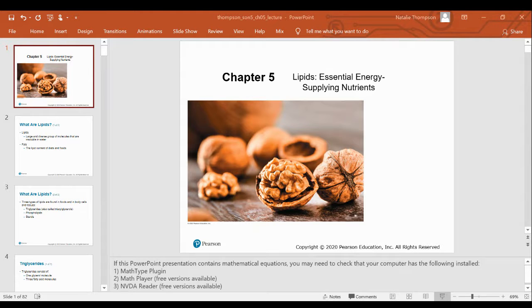Where did we see this word insoluble before? We saw that when we talked about insoluble fibers. So this is the same meaning here. These are lipids that are not soluble in water, meaning they won't dissolve or dissociate or generally mix with water.